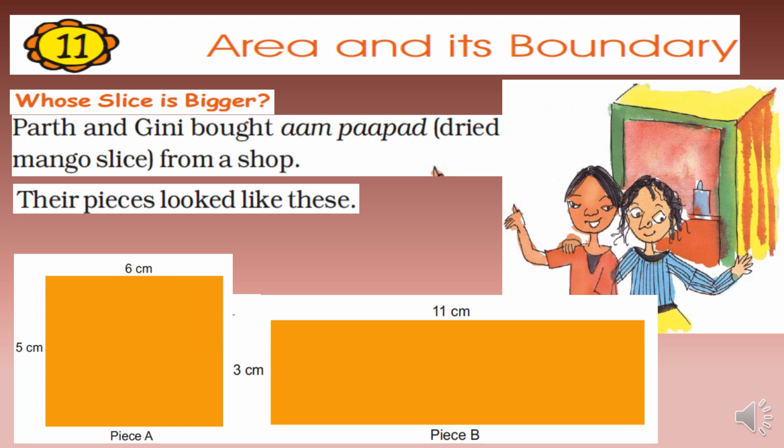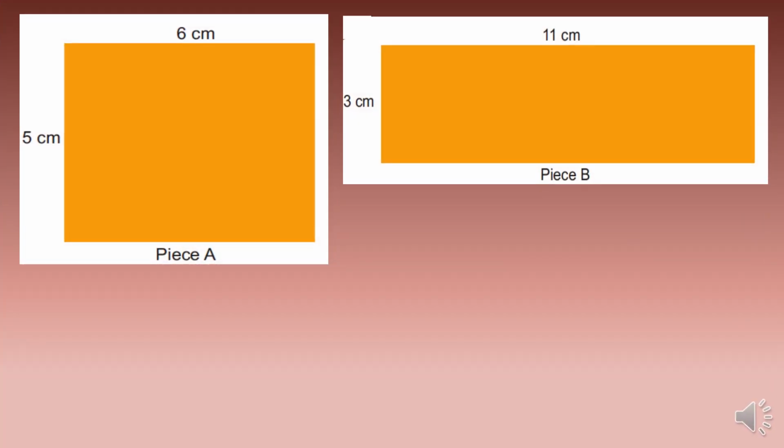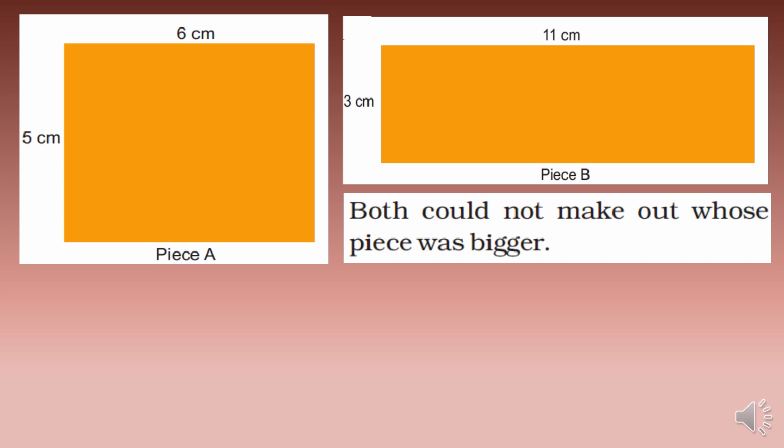Here you can see that the length and width of piece A is 6 cm and 5 cm, and for B is 11 cm and 3 cm respectively. Both could not make out whose piece was bigger.